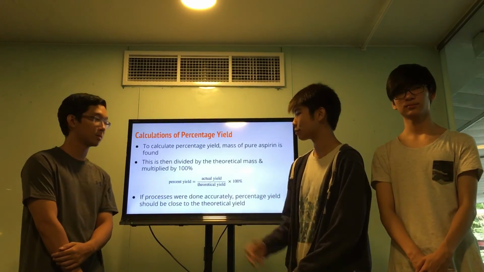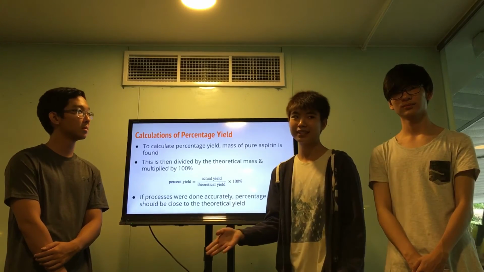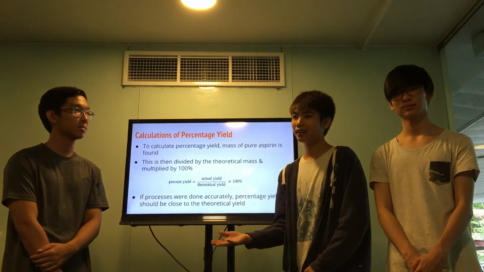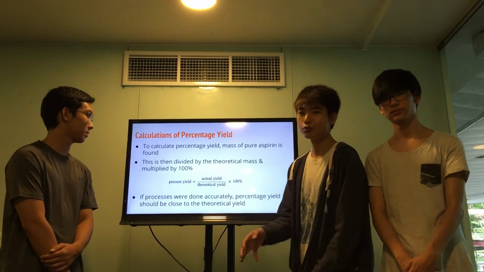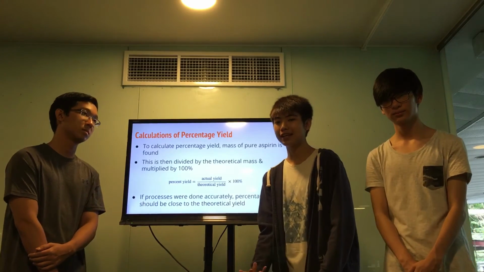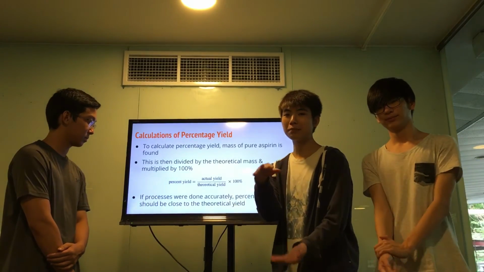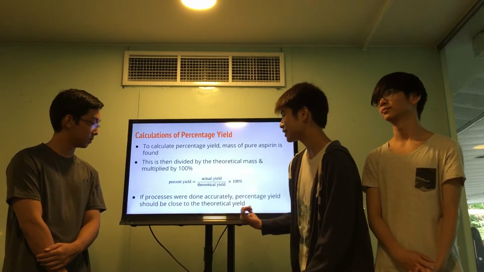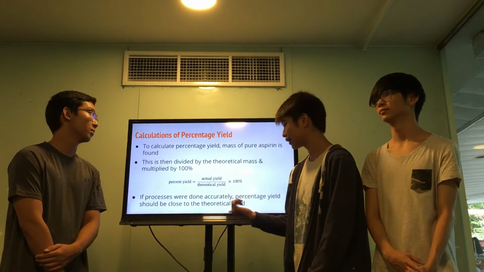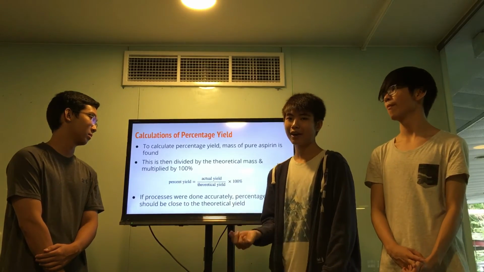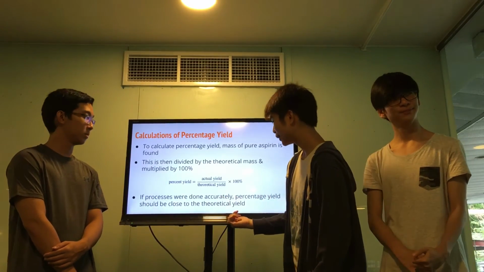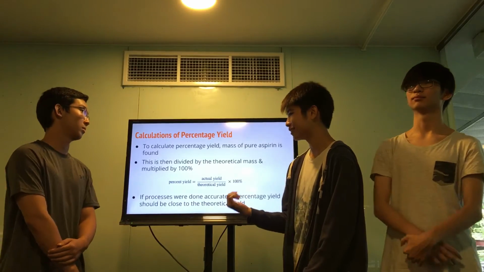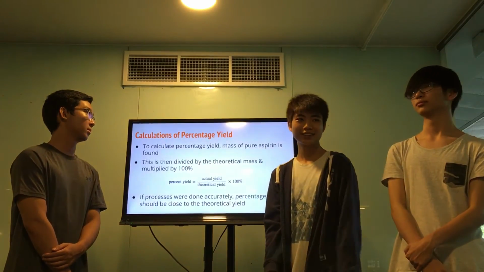Supposedly, if all the processes in this experiment were done correctly and accurately, such as using the correct amount of solvents, like 5 ml, where you really measure 5 ml to make sure that it's very accurate, the percentage yield should be very close to the theoretical yield, which is 100%. We are going to find out if our experiment is close to the theoretical yield.